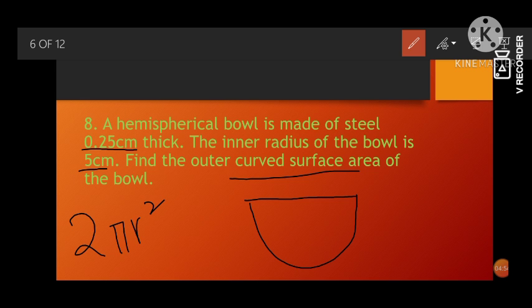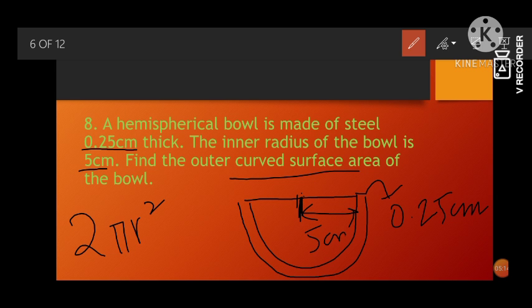And the bowl is a little bit thick. So the thick part is given as 0.25 centimeter and the radius of the inner part is given as 5. So this portion is 5 centimeter. So we have to find the outer curved surface area. That means we have to add this full thing. So it will be our new radius, and hence we will find our curved surface area of the hemispherical bowl.